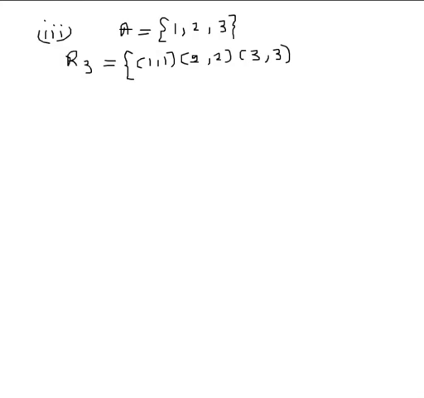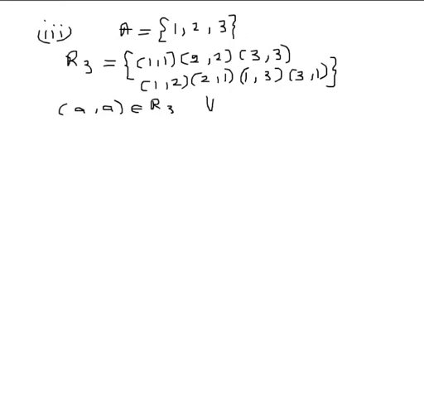Okay, now let me add few more. 1 2 2 1 because I have to make it symmetric, and 1 3 3 1. Out of 9 elements of A cross A, I have written 7 elements. So it is reflexive, it is symmetric, but not transitive. See, AA belongs to R3 for all A belonging to A. Therefore, R is reflexive.